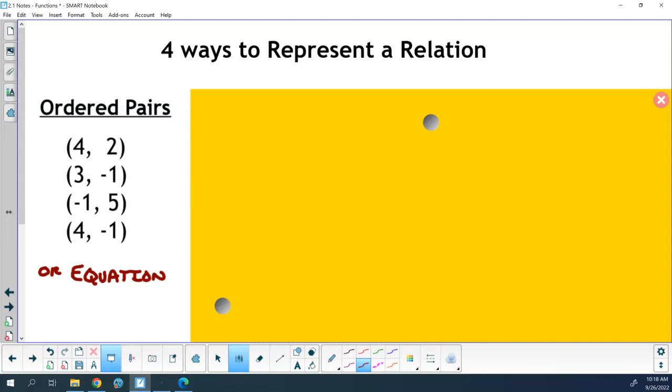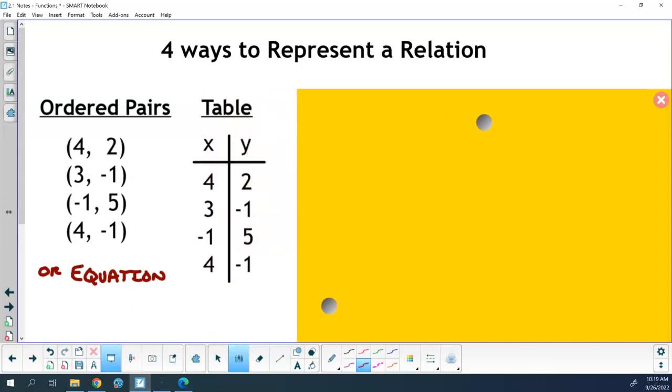Okay? For all 4 of these, I'm going to use those 4 points, those 4 ordered pair points. Just so you know. Okay? So that's the first way. Okay? In the ordered pair, remember, as an ordered pair, it's always x comma y, left to right, or input comma output, or domain comma range. That's the first way of representing a relation.